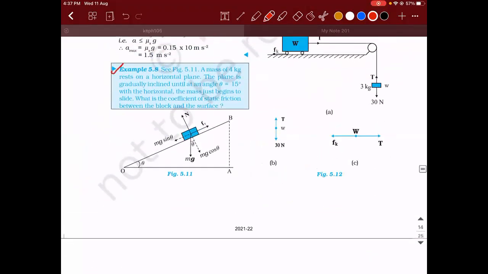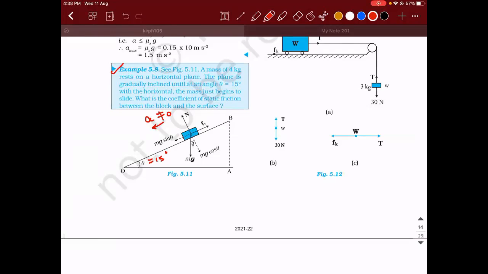So example 5.8, see figure 5.11. A mass of 4 kilogram rests on a horizontal plane. The plane is gradually inclined until an angle of theta equal to 15 degrees with the horizontal. The mass just begins to slide, which means it starts experiencing an acceleration which is not equal to 0. Then, what is the coefficient of static friction between the block and the surface?